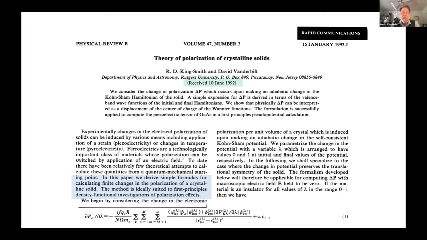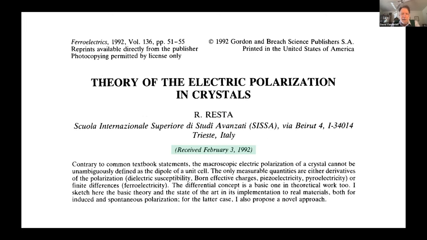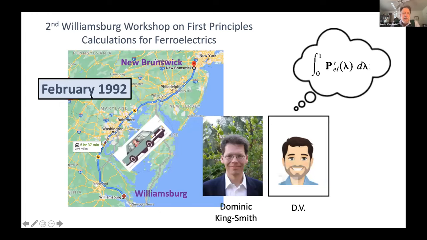I also want to pay attention to the date this was submitted, June 1992. What's significant about that date, of course, is that it follows Raffaella's classic paper that was presented at a workshop on ferroelectrics in the Williamsburg series. I think this may have been the first or second Williamsburg workshop that I went to, and I brought along my promising postdoc, Dominic King-Smith. At that Williamsburg workshop in February 92, Raffaella presented this paper that basically had the equation that said that change of polarization could be found by integrating dP/dλ along a path. And the question that was discussed at the workshop is, does it depend upon path?